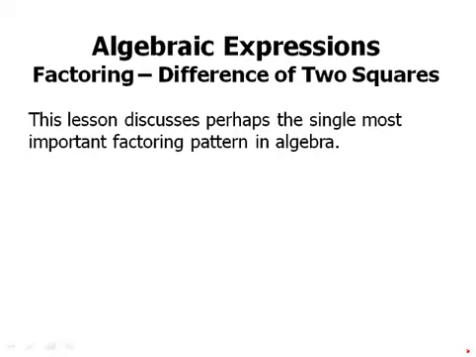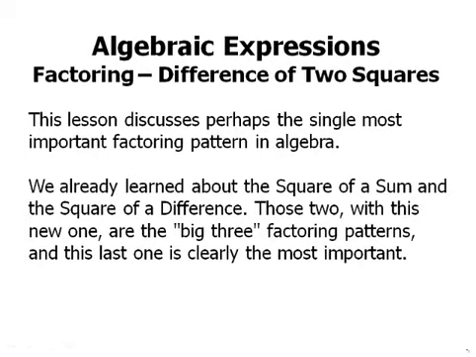This lesson discusses perhaps the single most important factoring pattern in all of algebra. We already learned about the square of a sum and the square of a difference. Those two, with this new one, are the big three factoring patterns, and this new one we're learning is clearly the most important. I'll just say, if you're not familiar with the square of a sum and square of a difference, we talked about those in the video on FOILing. And so if you haven't seen that video, it may be helpful to watch that video before watching this particular video.